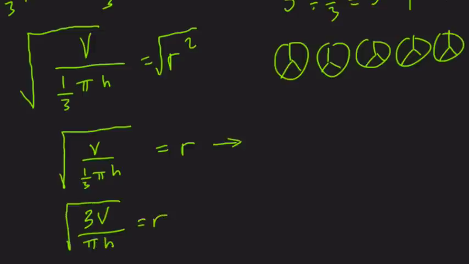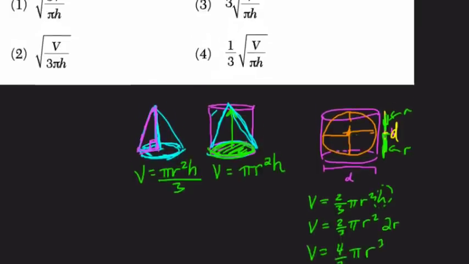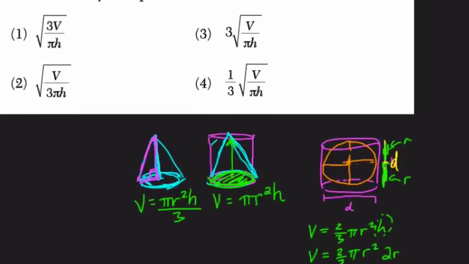Let's see which version they have up here. Oh, and there it is, choice 1. 3v over pi times h, and that's our answer. All right, hope this helped.